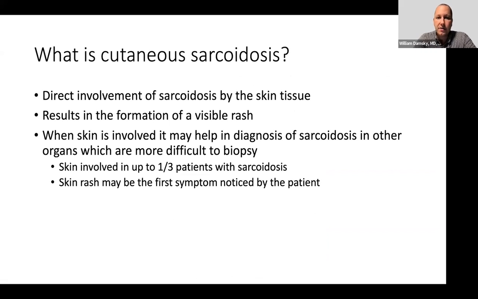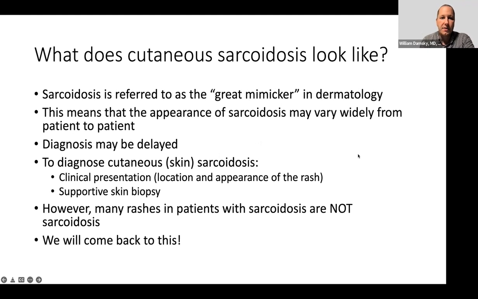And so what is cutaneous or skin sarcoidosis? Skin sarcoidosis is direct involvement of sarcoidosis in the skin tissue. This results in the formation of a visible rash. When the skin is involved, it may help in the diagnosis of sarcoidosis in other organs, which may be more difficult to biopsy or obtain tissue from. We know that skin is involved in about 1 in 3 patients that have sarcoidosis. And in some cases, skin rash may be the first symptom noticed by the patient, leading to a diagnosis of sarcoidosis. So what does cutaneous sarcoidosis or skin sarcoidosis actually look like?